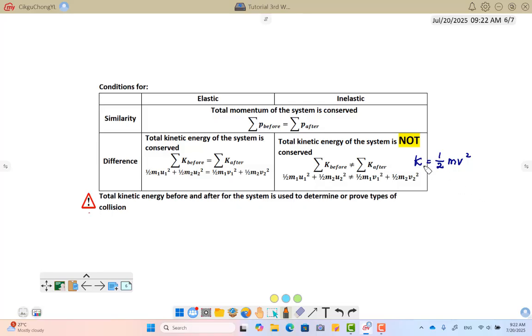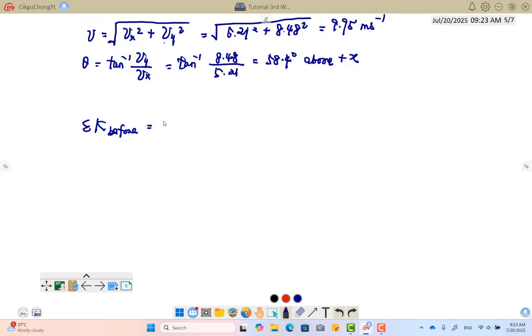So how do we calculate kinetic energy? Kinetic energy is equal to half multiplied by mass multiplied by the velocity of the object squared. In order to determine the type of collision, we are going to calculate the total kinetic energy before and after the collision. Then we are going to compare the values. If the values are the same, then we can conclude it's an elastic collision. But if the total kinetic energy is not equal, then we can conclude this is an inelastic collision.